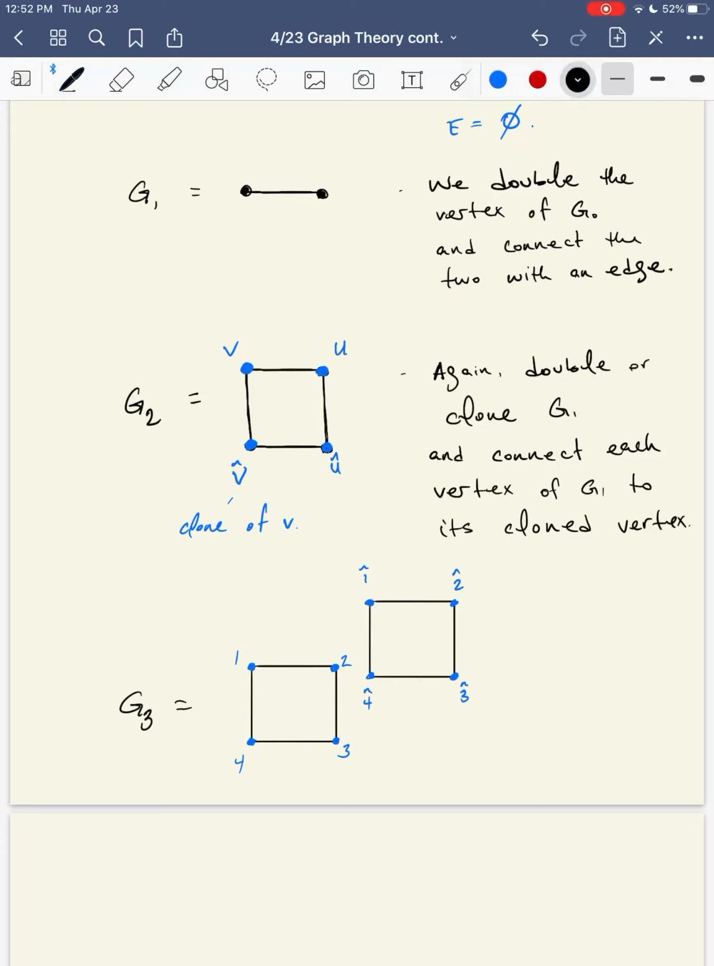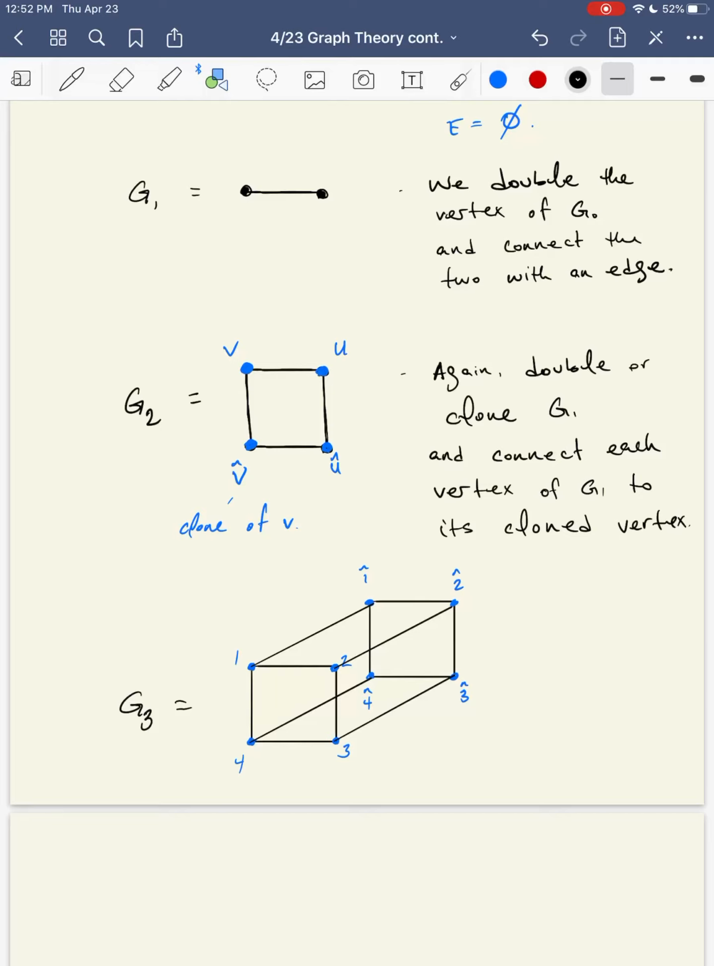Okay, so now I connect all of the vertices with their cloned ones. Alright, that one goes to there. That one goes to there. That one goes to there. And that one goes to there. Alright. And now look what we've got.